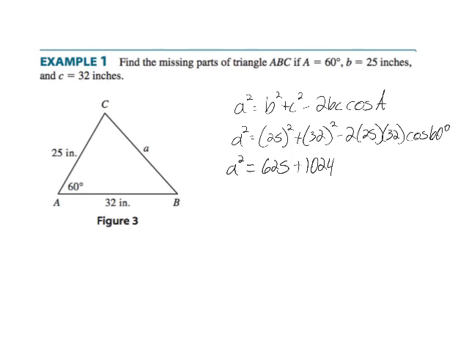is 1024. 2 times 25 times 32 is 1600, and that'll be multiplied times the cosine of 60. So I've got 625 plus 1024. Those two go together to give me 1649, and then I'm going to be subtracting 1600 times the cosine of 60.